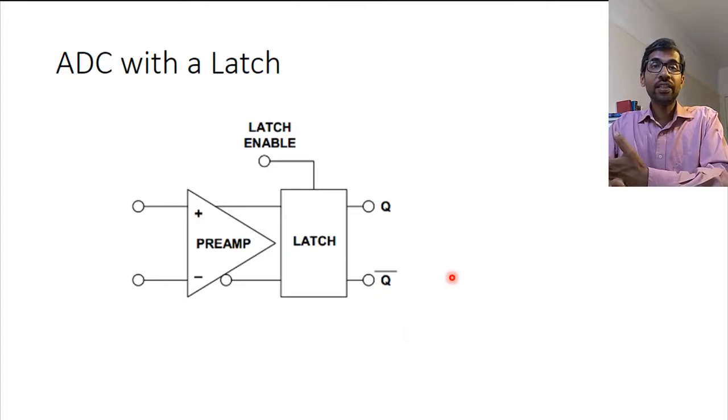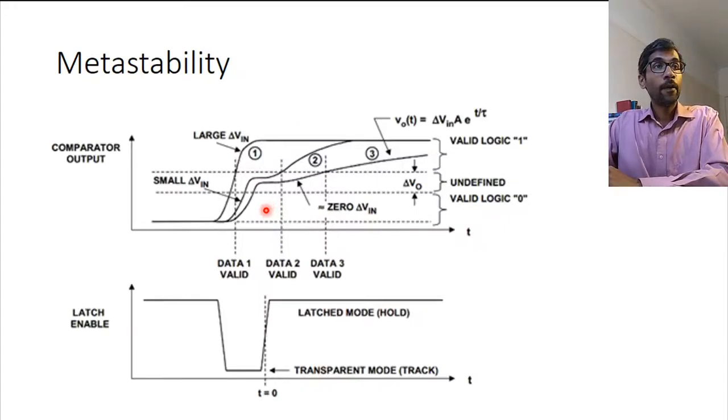Now, the problem with using comparators, the major problem, is that we have something called metastability issues. And this issue comes as a result of the fact that depending on what kind of voltages are applied here, the output changes slowly or fast. Let's take a look at that. So look at this upper graph first.